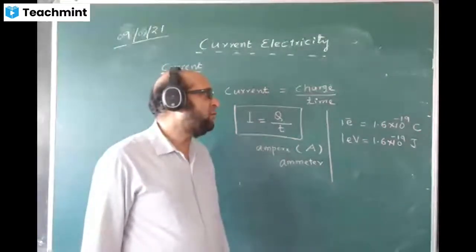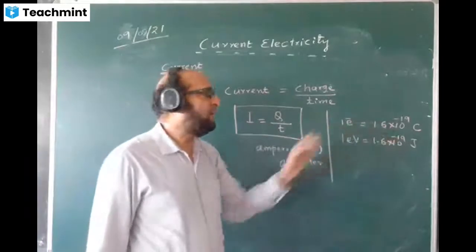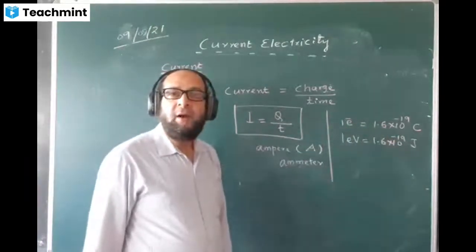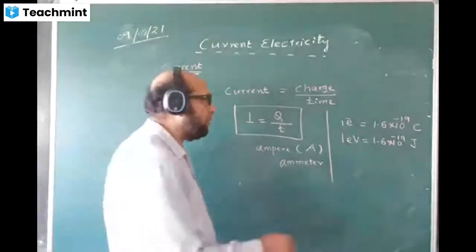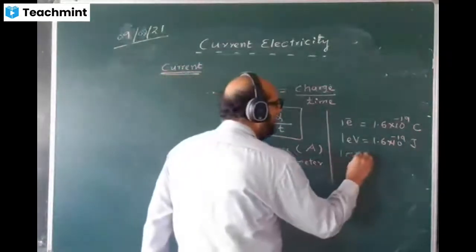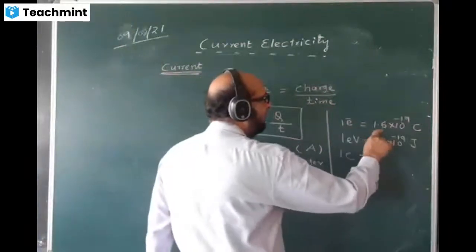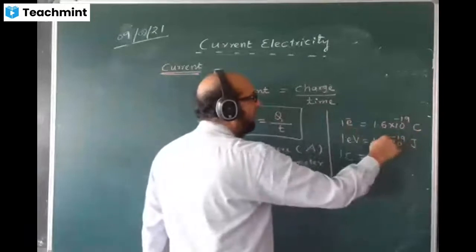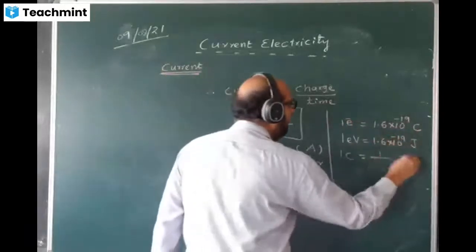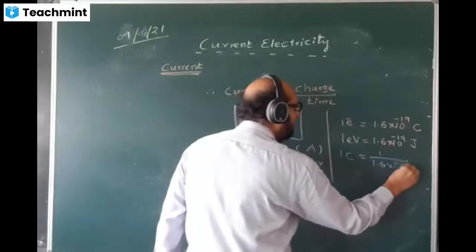So one electron contains this much coulomb, or this much coulomb contains one electron. So one coulomb will contain how many electrons? One electron has this much charge, so how many electrons does one coulomb have? The answer will come as 1 divided by this, 1 divided by 1.6 into 10 to the minus 19.